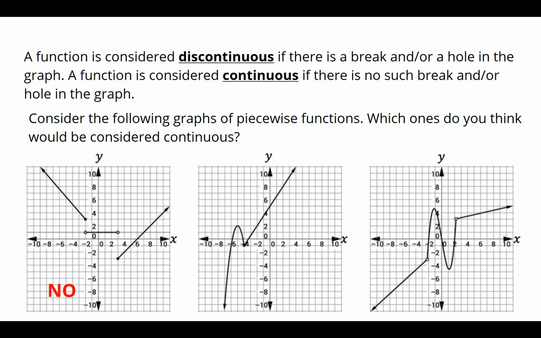All right, would I say that the middle one is continuous? Yes, that one's fine. There's 2 pieces, but they meet at a solid point, right? So that means it's included. So we're including all my values. All right, is the last one continuous?